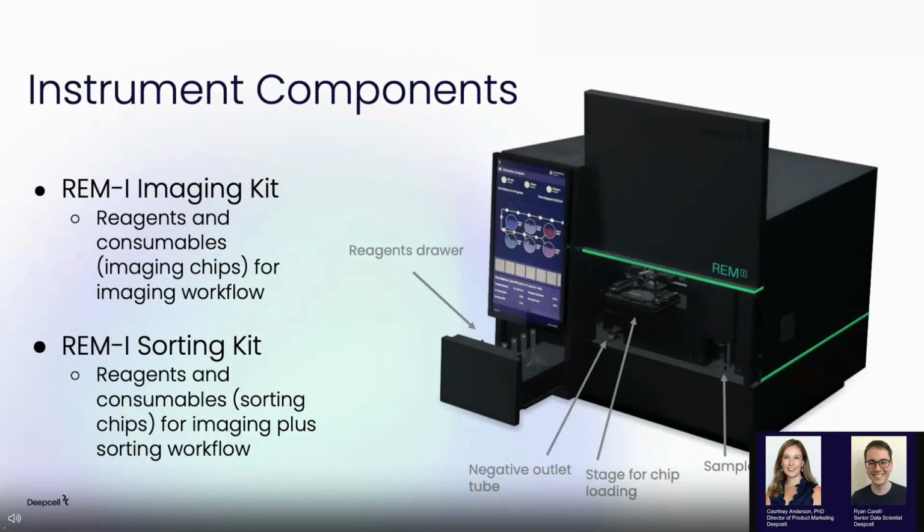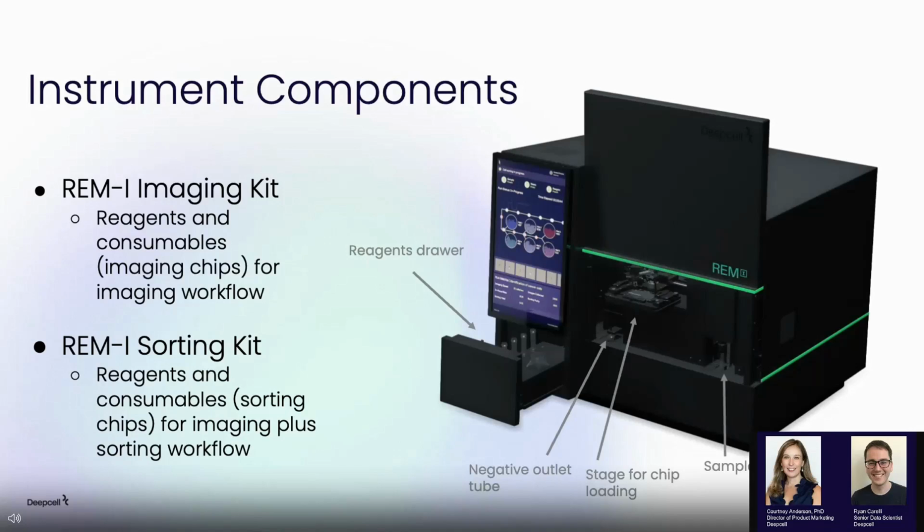Now here's a depiction of the instrument and some of the key components. We offer two types of kits. The REM I imaging kit, which consists of reagents and consumables, including our imaging chips, for those interested in doing an imaging-only workflow. If you'd also like to sort, we have the REM I sorting kit. This consists of reagents and consumables, including our sorting chips, for those that would like to do the imaging plus sorting workflow. And you can see here a depiction of the instrument with the drawers open.